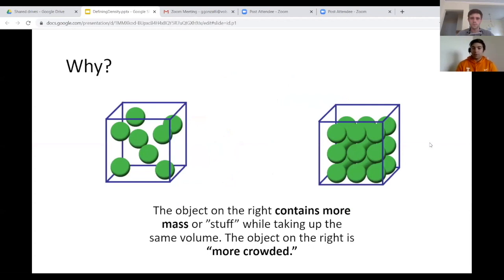So, like we said before, the object on the right has more stuff or mass in it, while it takes up the same amount of volume. So you can think of it as the object on the right is more crowded. And the more crowded something is, the higher the density is. That makes sense.